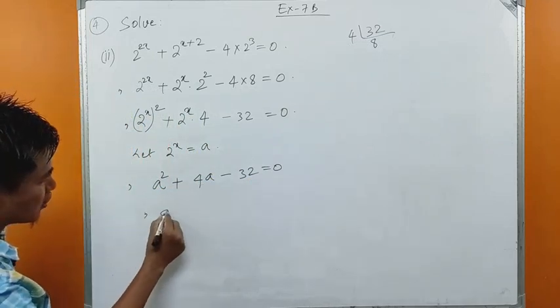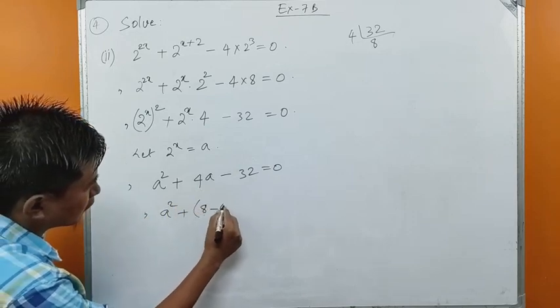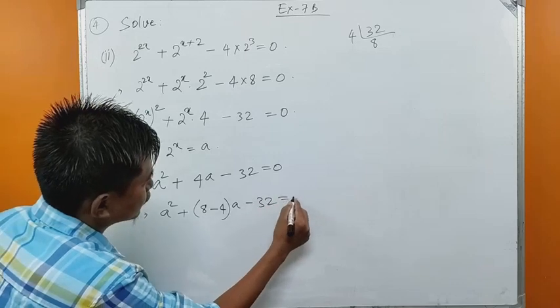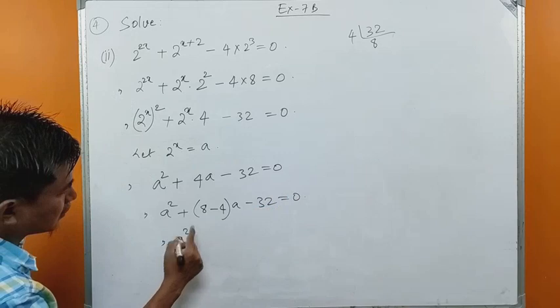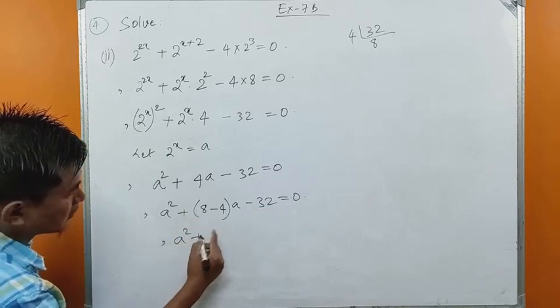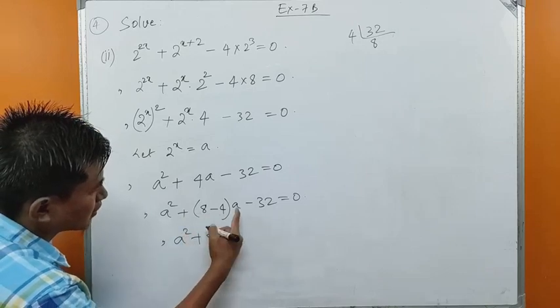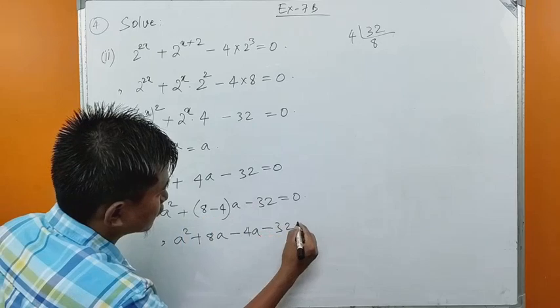So a square plus, instead of this 4 I can write 8 minus 4. This a comes here, minus 32 equals to 0, or this a square I write as it is, plus a into 8, 8a, plus into minus, minus a into 4, 4a minus 32 equals to 0.